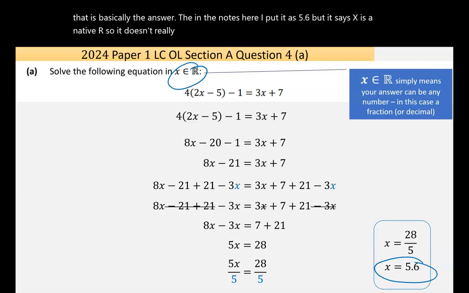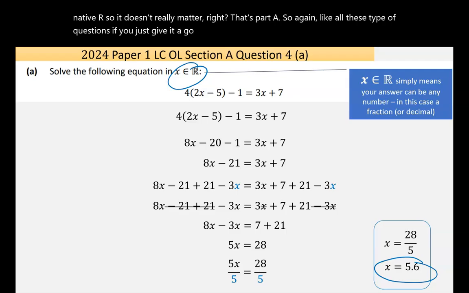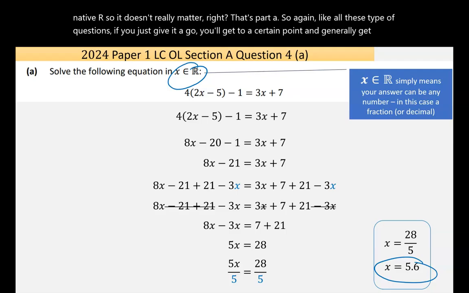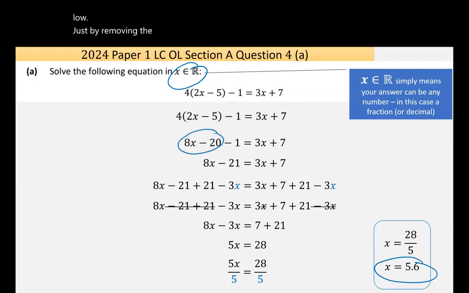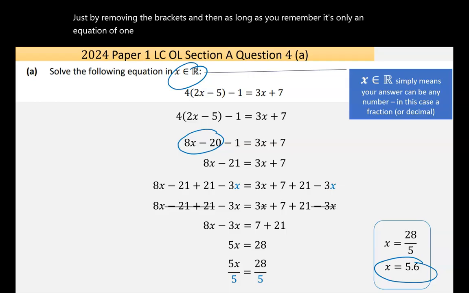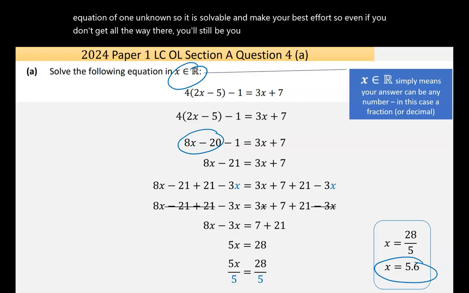Right, that's part A. So again, like all these types of questions, if you just give it a go, you'll get to a certain point and generally get the low partial just by removing the brackets. And then, as long as you remember it's only an equation of one unknown, so it is solvable, make your best effort. Even if you don't get all the way there, you'll still be racking up the marks.